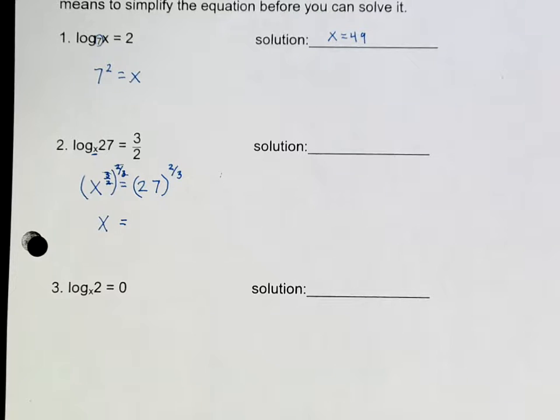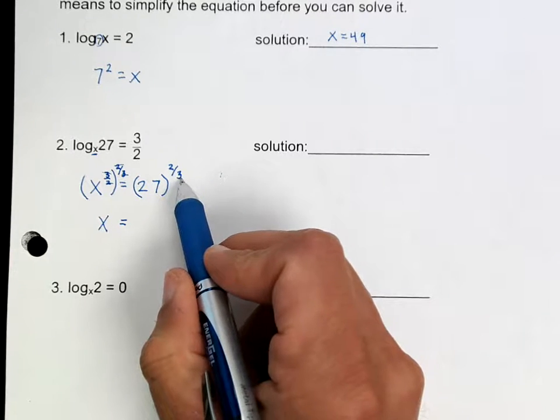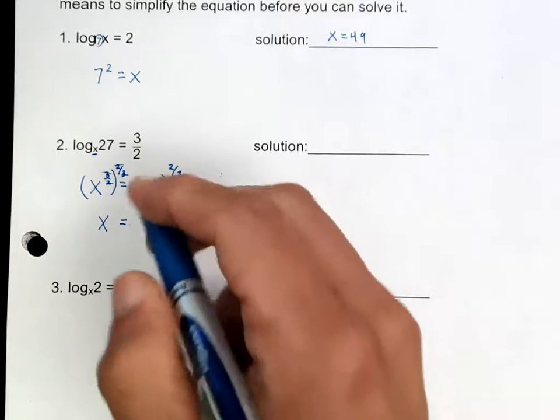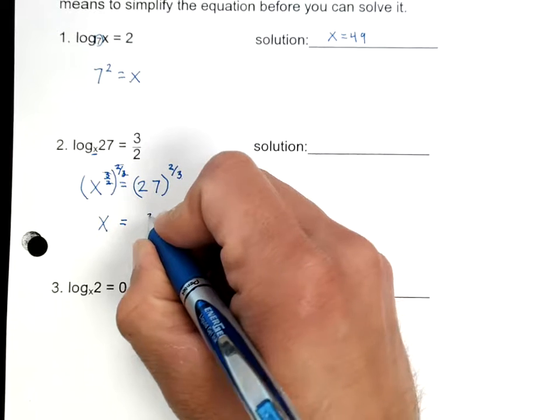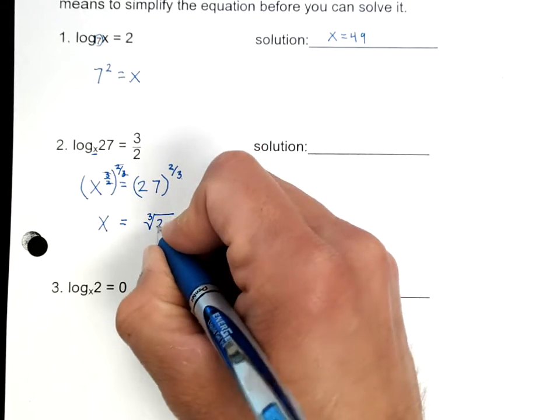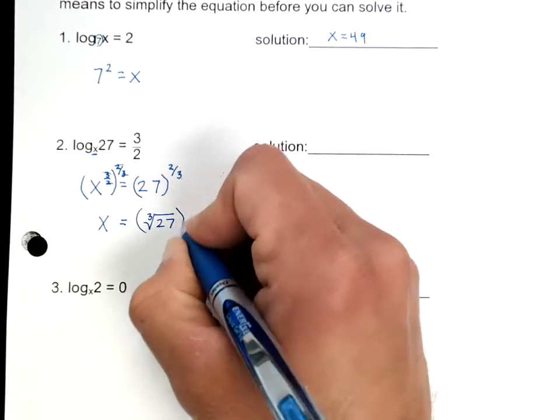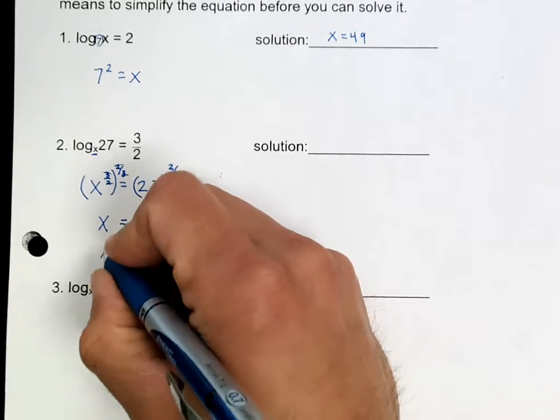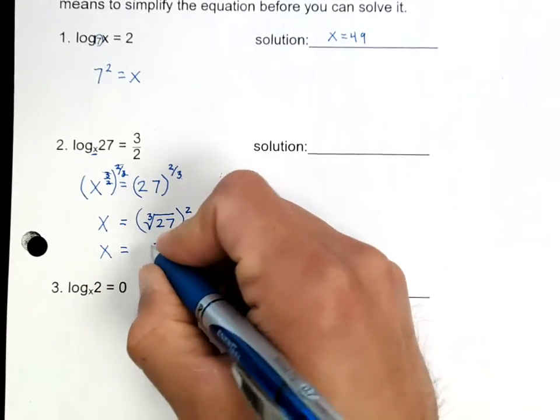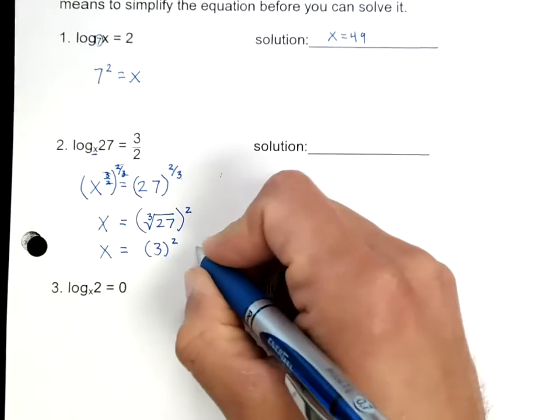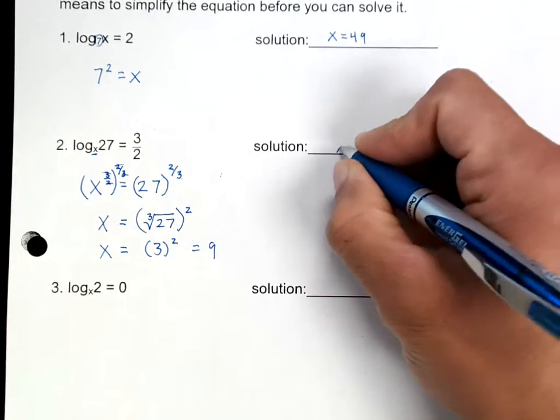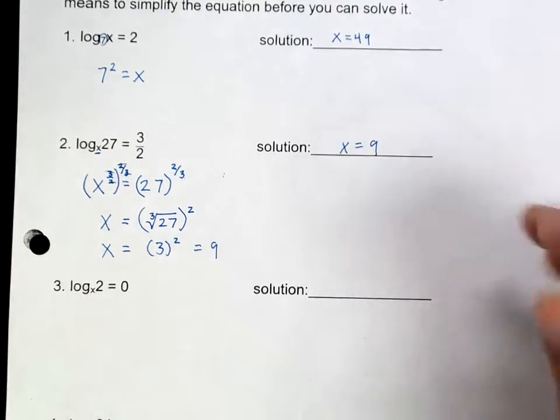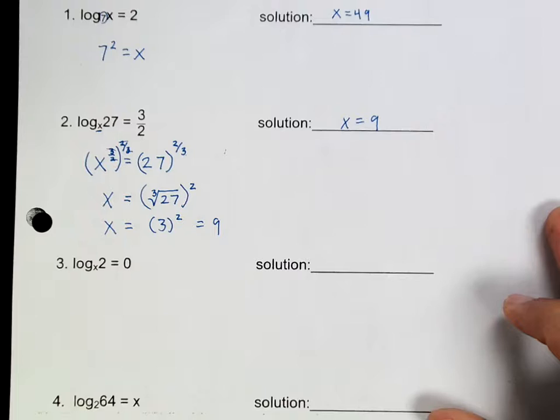And then now, if you have a calculator, you can do that with a calculator. But remember, this is the same thing as having the cube root. Remember, the bottom number is a root. So this is the cube root of 27. And then you're going to square that. And again, you could do that with the calculator if you wanted to. The cube root of 27 is 3, and then 3 squared is 9. So x is equal to 9. Okay, so that is that.